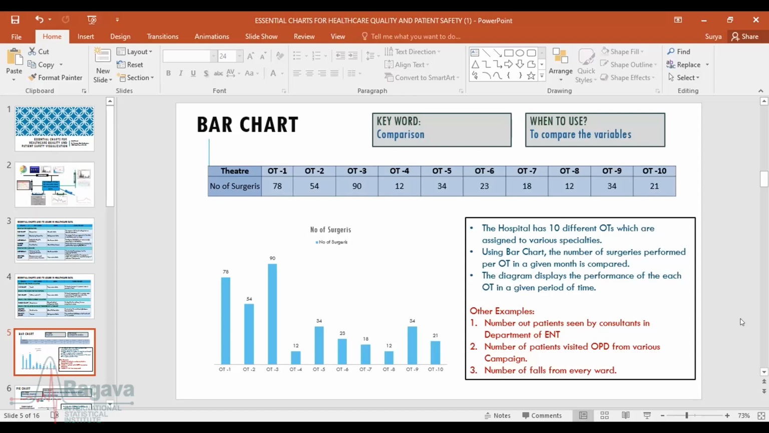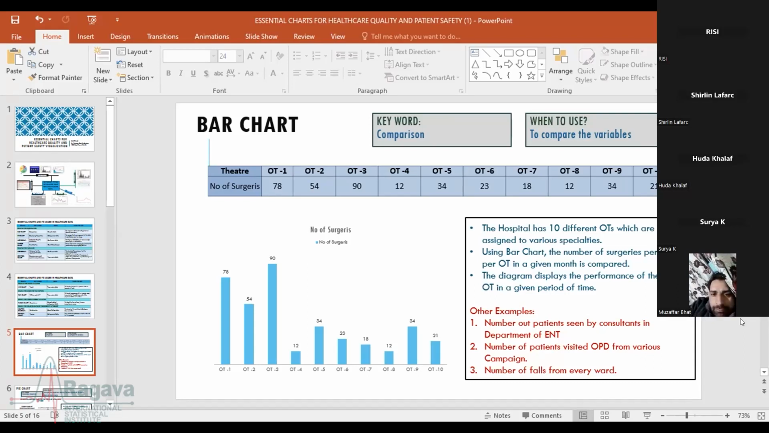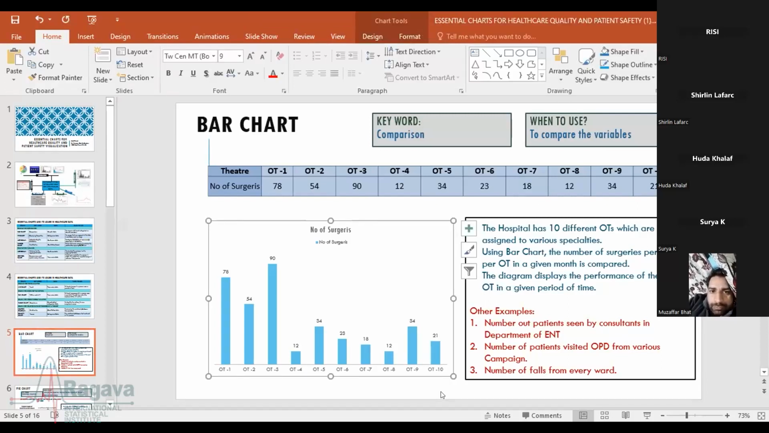This organization has around 10 OTs, and they wanted to know the performance of each and every OT in a particular month. So the number of surgeries that happened in each OT is collected for the particular month, and it is displayed in the bar chart. The hospital has 10 different OTs, assigned to various specialities. So we will be able to know which OT is performing higher.